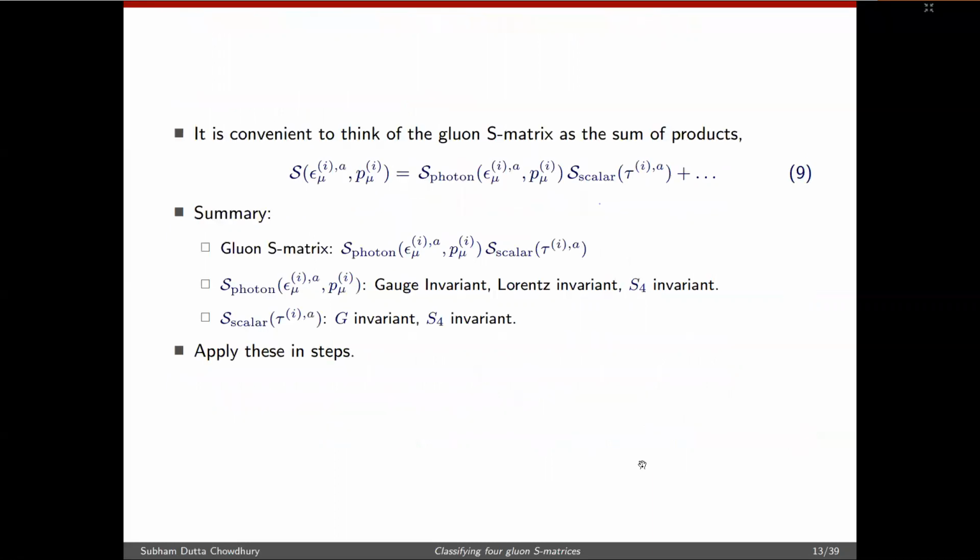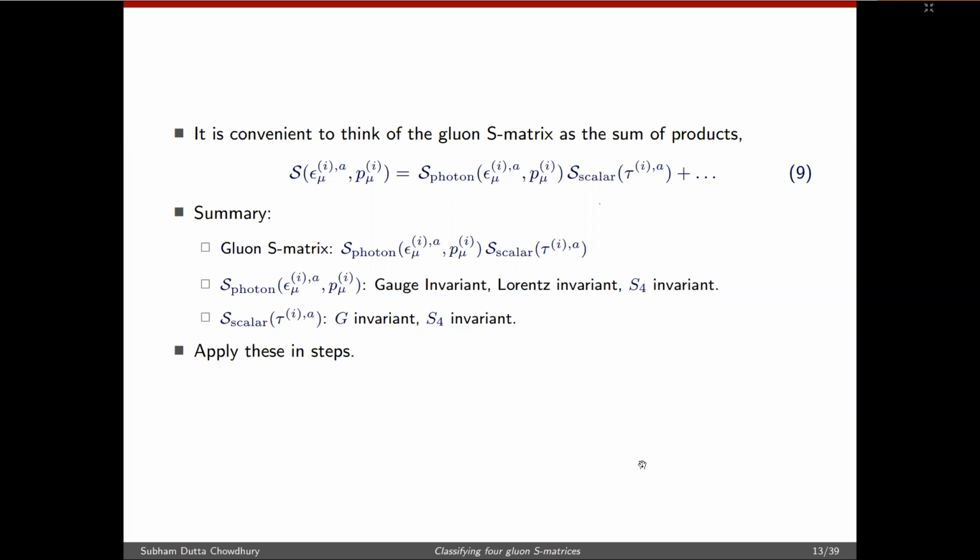Yeah. So this nice structure, at the linearized level, tells us that we should think of the S matrix as a tensor product over photon S matrices and some scalar color S matrices. So the summary is that we have the gluon S matrix as a tensor product of photon and scalar S matrices. We want the photon S matrix separately to be gauge invariant, Lorentz invariant, and S4 invariant, while the scalar S matrix must be invariant under the group G, that is the group under which the gluon fields are charged, and then you have the S4 invariance also.